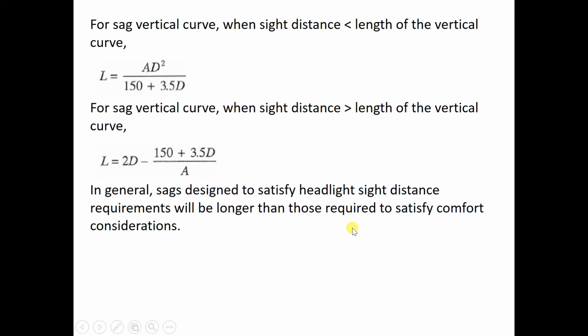So the thing is that the criterion is that we need to determine the minimum curve length to be used. So this one is the bigger one. The headlight sight distance is bigger than the comfort. That means that the headlight sight distance is the controlling L for determining the length of the vertical curve.